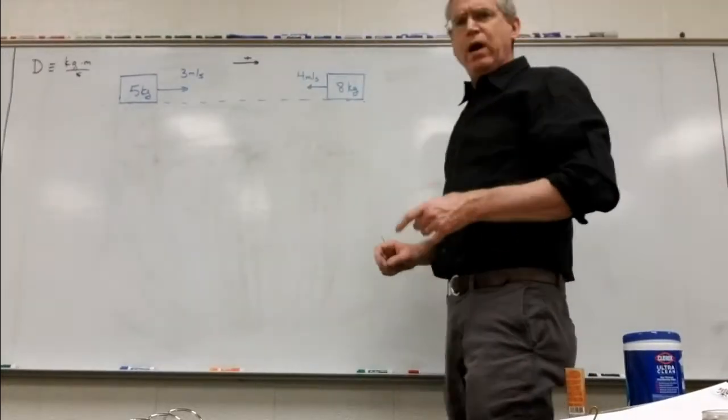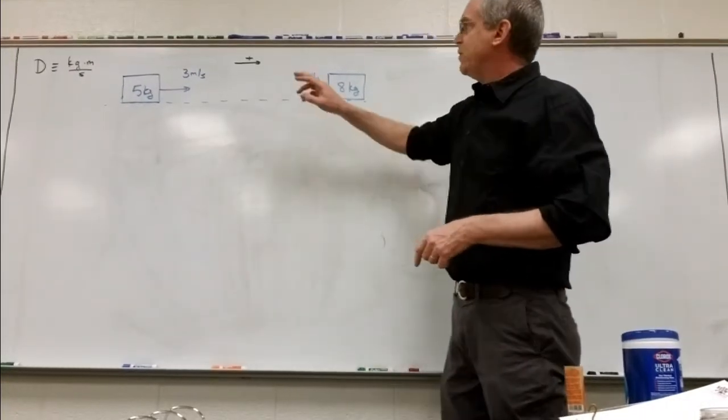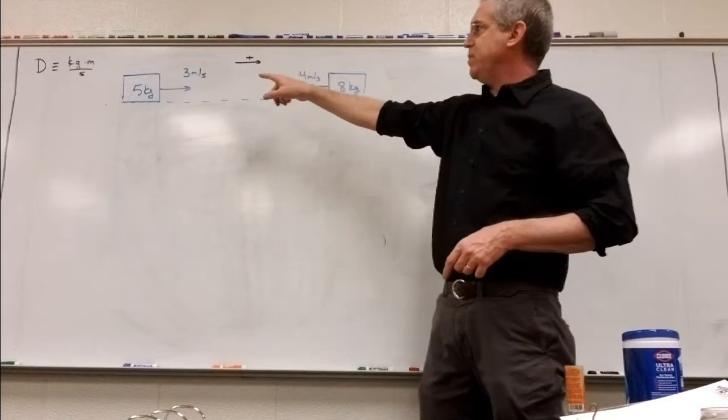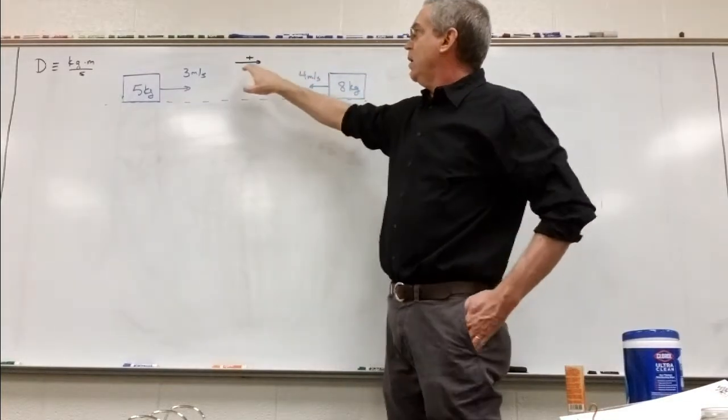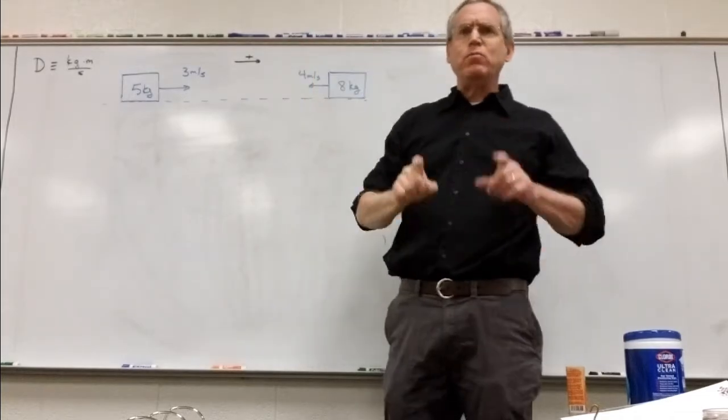We're back. Now we're going to do collision problems. So we have this 5 kilogram mass going to the right at 3 meters per second, and an 8 kilogram mass going to the left at 4 meters per second. This is when conservation of momentum really comes in handy.